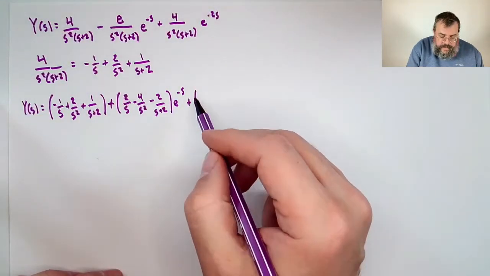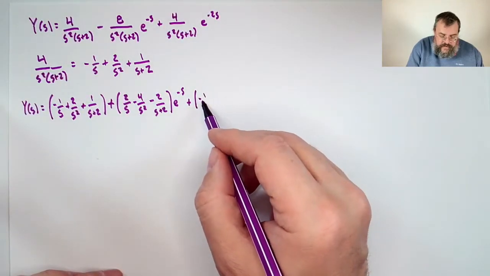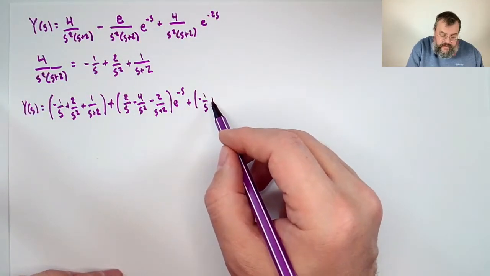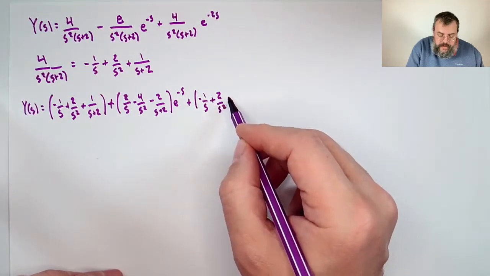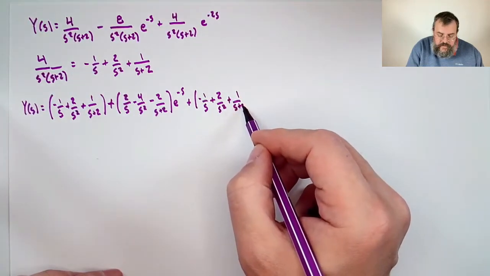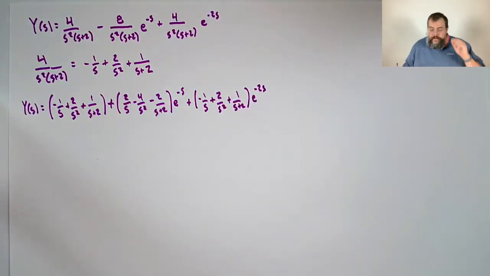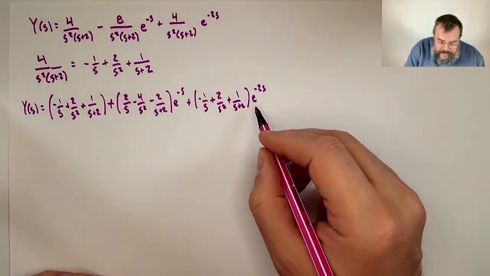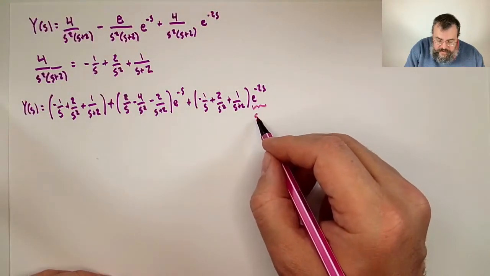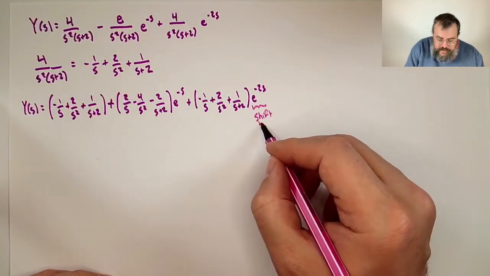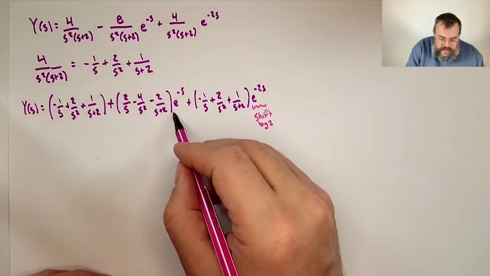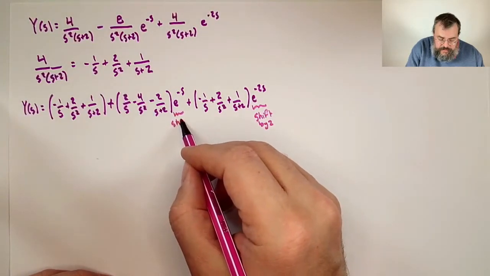And the last part, again, we're back to just copying 1 over s minus 1 over s, 2 over s squared, 1 over s plus 2, e to the minus 2s. All right, and the last thing is to make sure we understand what all the things do. So we know e to the minus 2s is a shift by 2, e to the minus s, shift by 1.